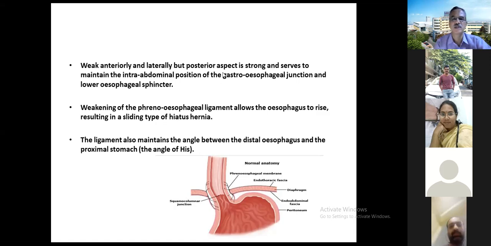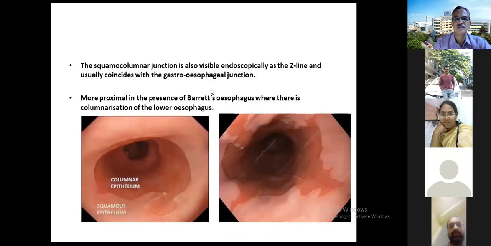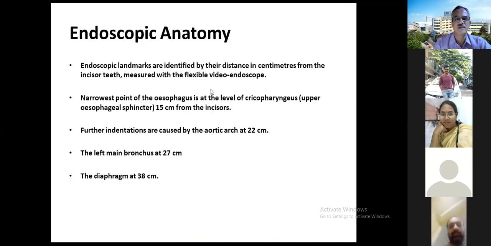Vanita is asking the importance of physiological constrictions. You mentioned, no? Yes, sir. What is the importance of that? Go back to that slide. 15, 22, 27, 38. Sir, while placing a Ryle's tube or NG tube, with this it helps us to locate which part of the GIT we are in, sir.